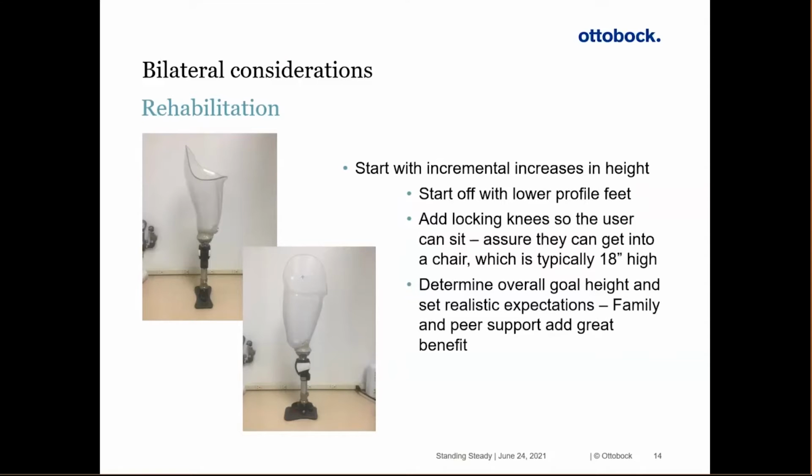And then really determining that overall goal height and setting realistic expectations. So family and peer support add a great benefit. The shorter the user is, the closer to the ground they are, and typically they will find benefit in being a little bit shorter than they were before. But that's a discussion each individual has to have with themselves and with their prosthetist. A lot of times people will get too tall and then realize that they were more successful when they were a little bit shorter.